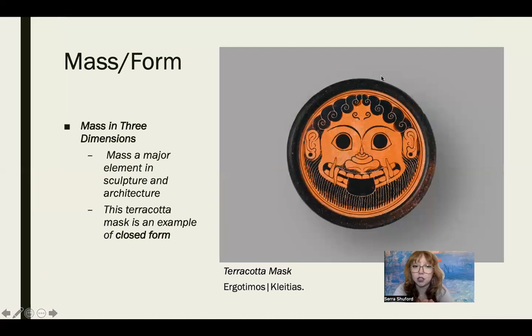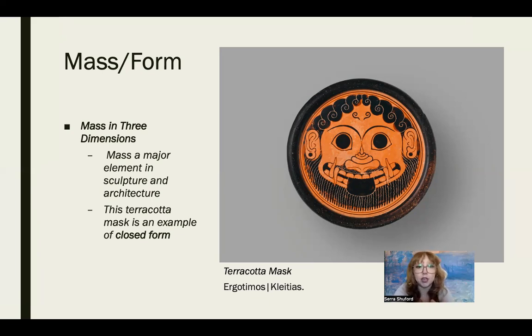Form is pretty easy to understand in sculpture work. So mass in 3 dimensions or form in 3 dimensions, which I use interchangeably. They are synonymous, and sometimes both are referred to when we're referring to this element of art. So those are one and the same. They're not two separate ones.